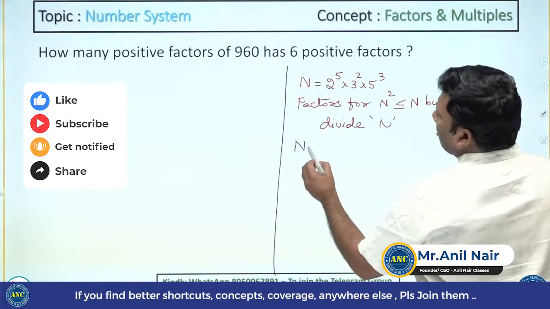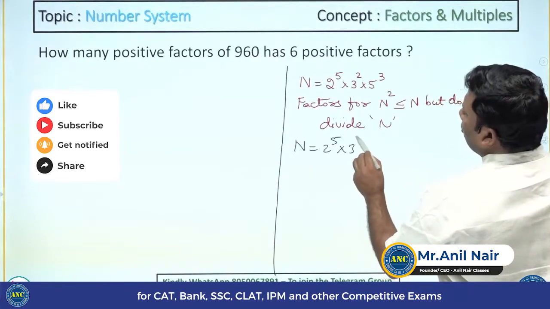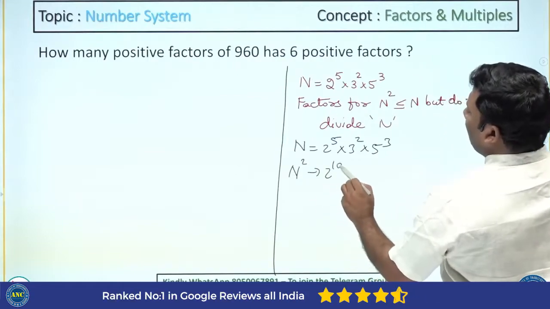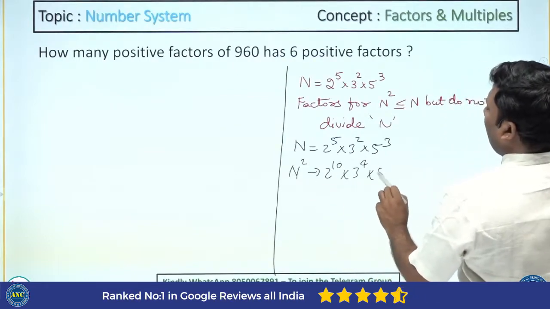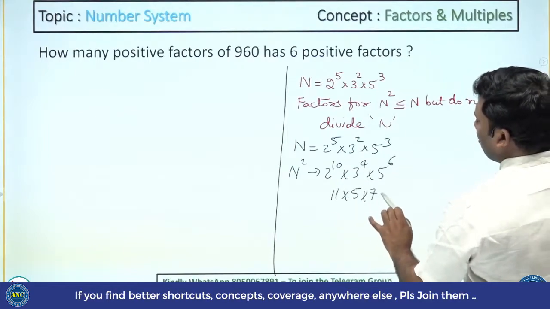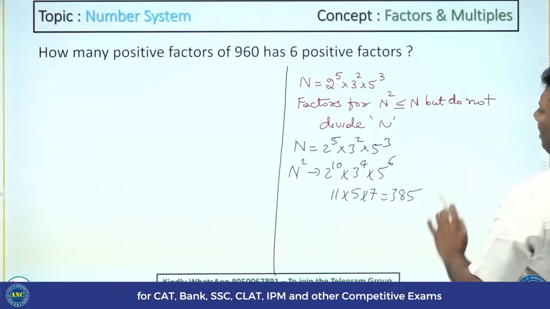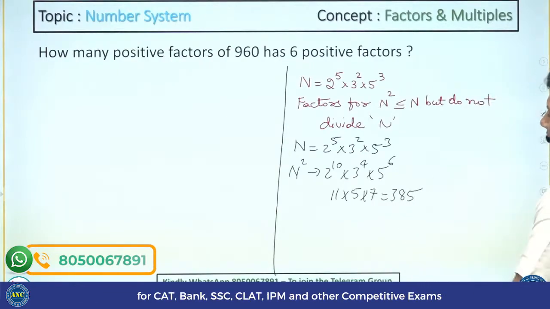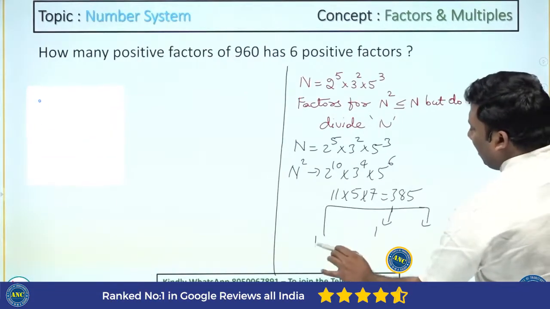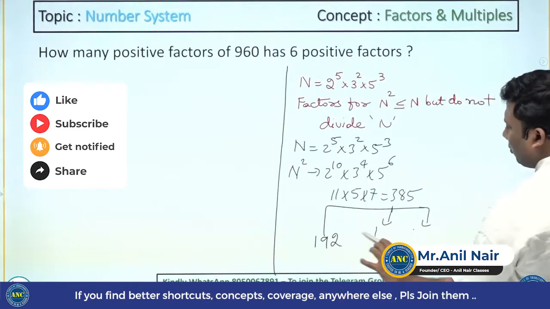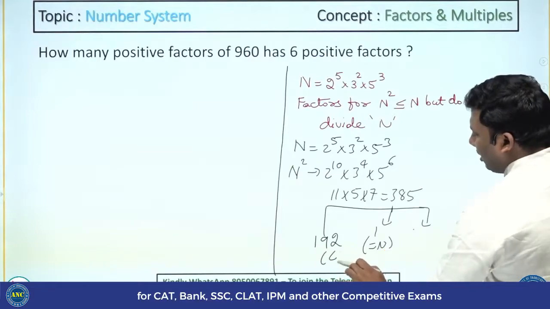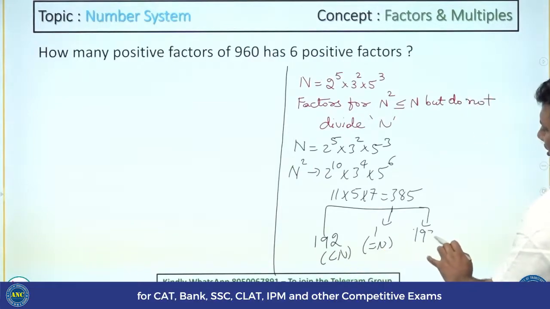So n is 2 power 5 into 3 square into 5 cube. N square will be 2 power 10 into 3 power 4 into 5 power 6. How many factors will be there? 11 into 5 into 7, which is 385. 385 factors are there. One factor is equivalent to n. Remaining will be 384, so 192 less than n and 192 greater than n.